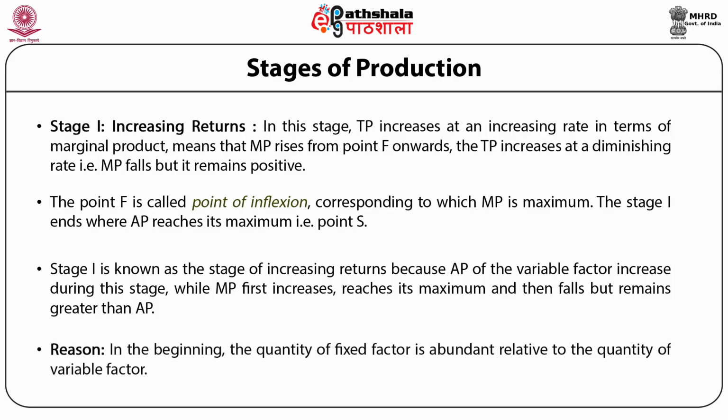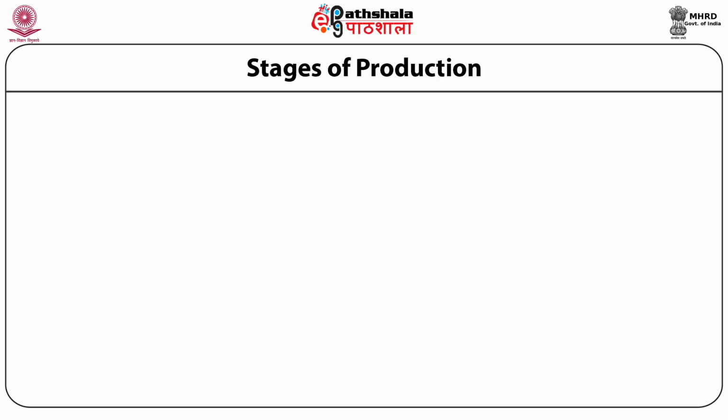Reasons: in the beginning, the quantity of fixed factor is abundant relative to the quantity of variable factor. As more and more units of variable factor are added, the fixed factor gets more intensively and effectively utilized and production increases at a rapid rate.